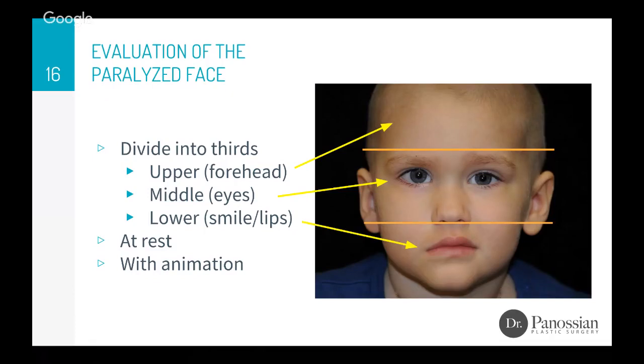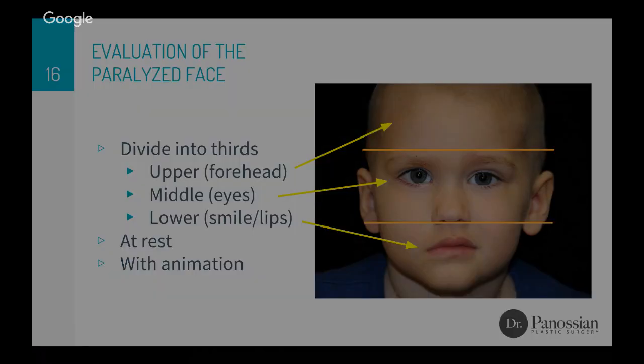I like to divide this into thirds. The upper third being the forehead, middle third are the eyes, and lower third are related to the smile and lip function. And these are the critical functions within each third. And we want to note the activity both at rest and with animation.